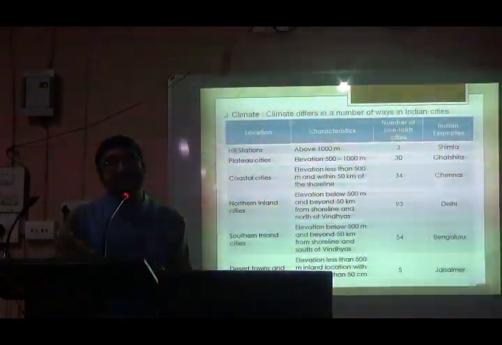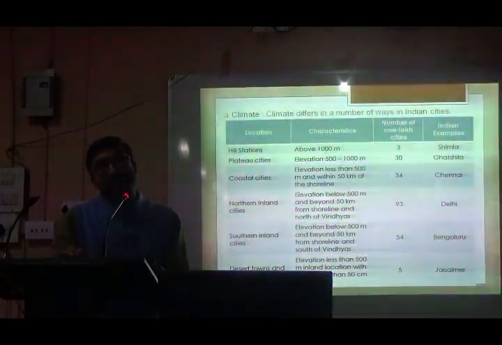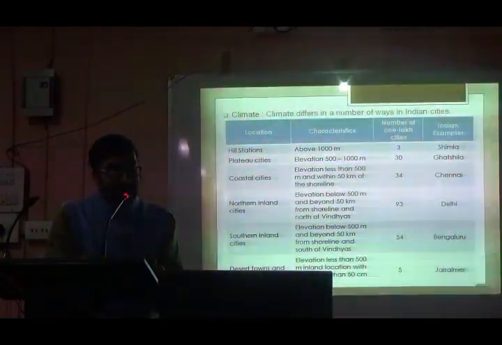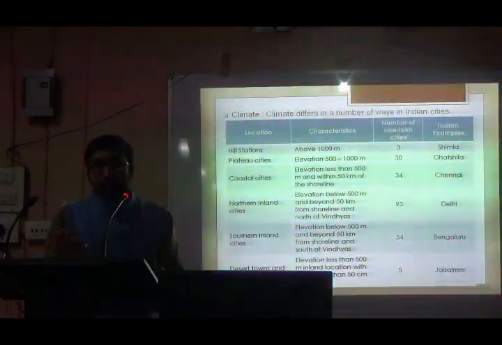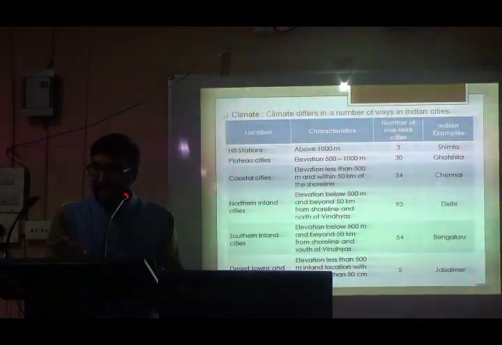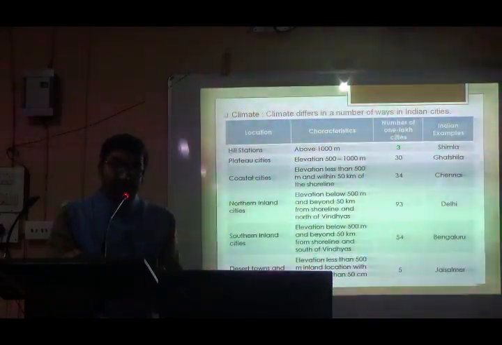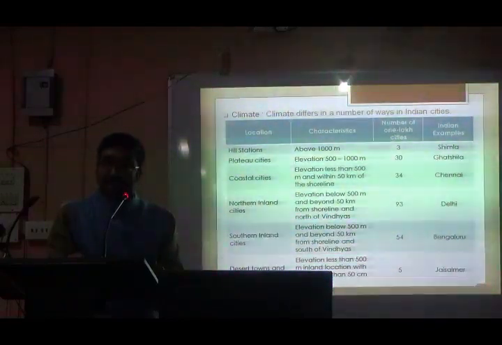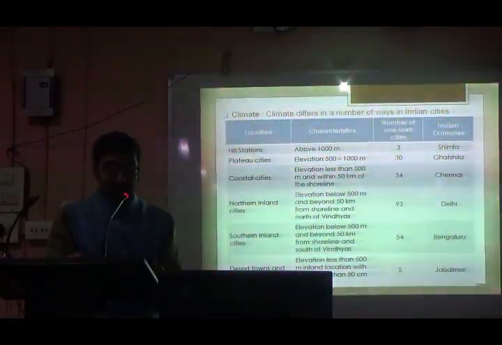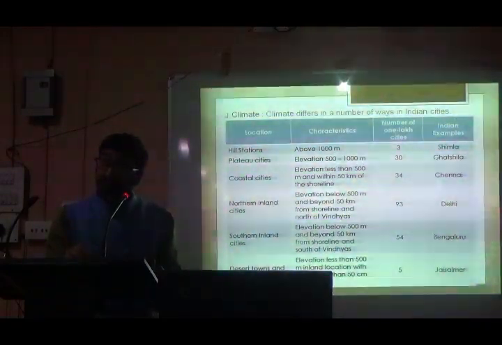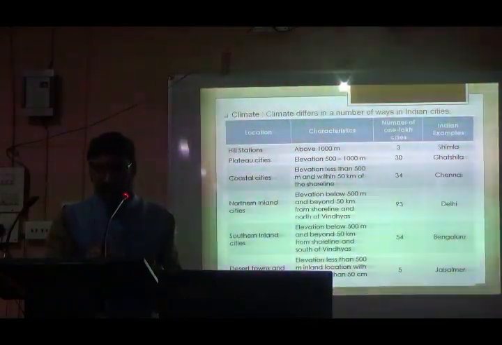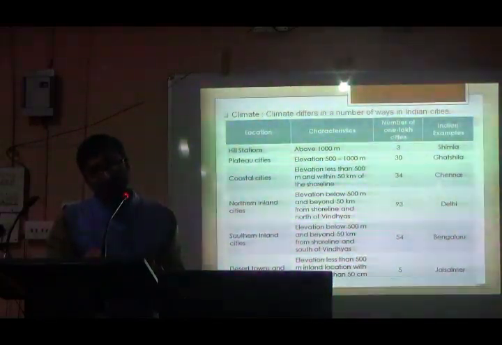Climate is the second physical characteristic based on which we can classify the urban settlement. Here, a few particular climatic characteristics have been adopted for the classification, like hill station, plateau cities, coastal cities, northern and southern inland cities, and desert towns. The number of cities over 1 lakh population in such groups is also represented here with respective examples.